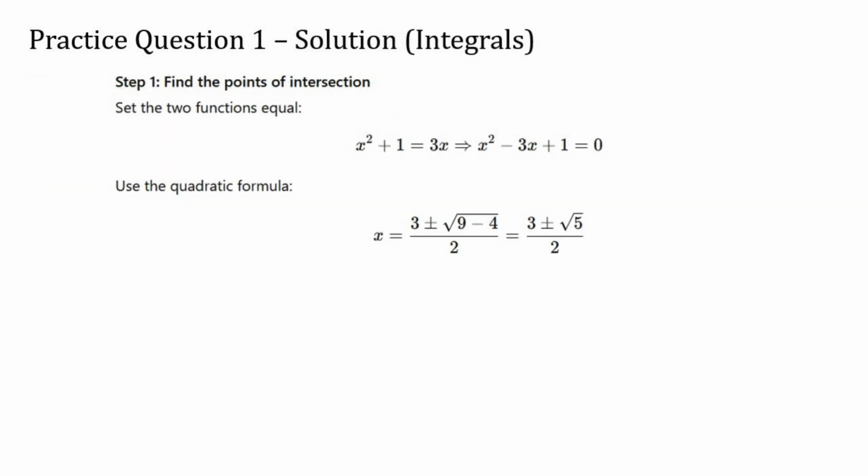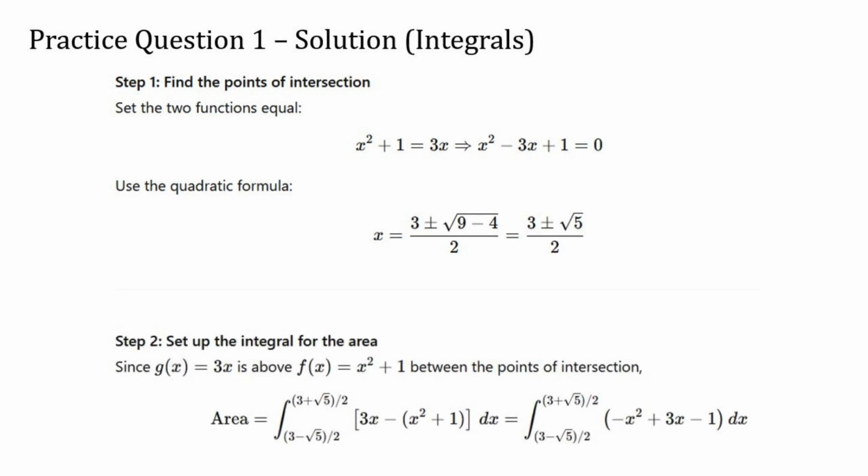To solve for the area enclosed between two curves, the first step is to determine where the two functions intersect. That means we set the two expressions equal to each other and solve the resulting equation. In this case, we equate the quadratic expression to the linear one and move everything to one side to get a standard quadratic equation. Solving this using the quadratic formula gives us 2 points of intersection, which will become the bounds of our definite integral.